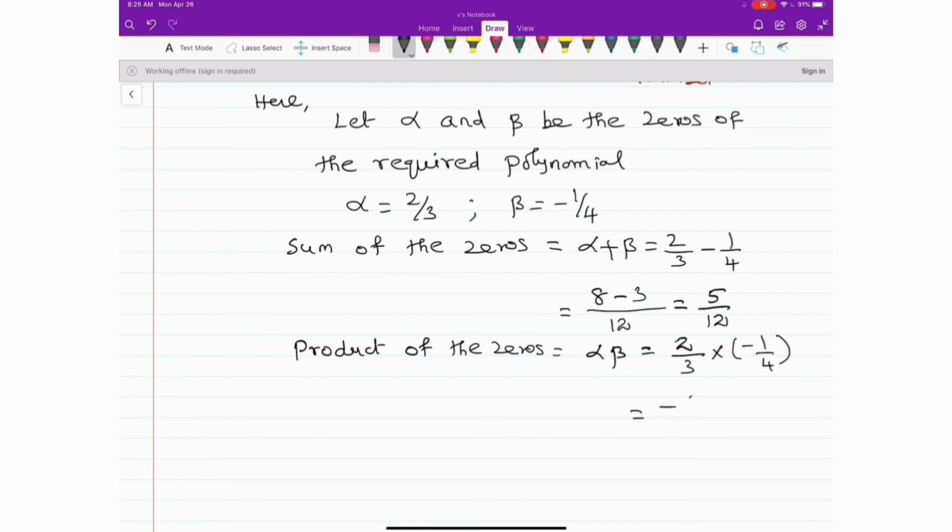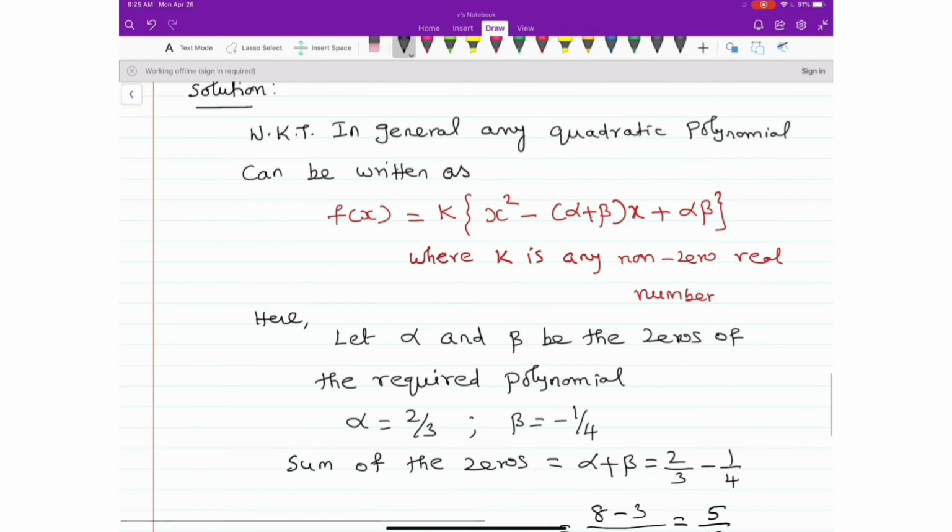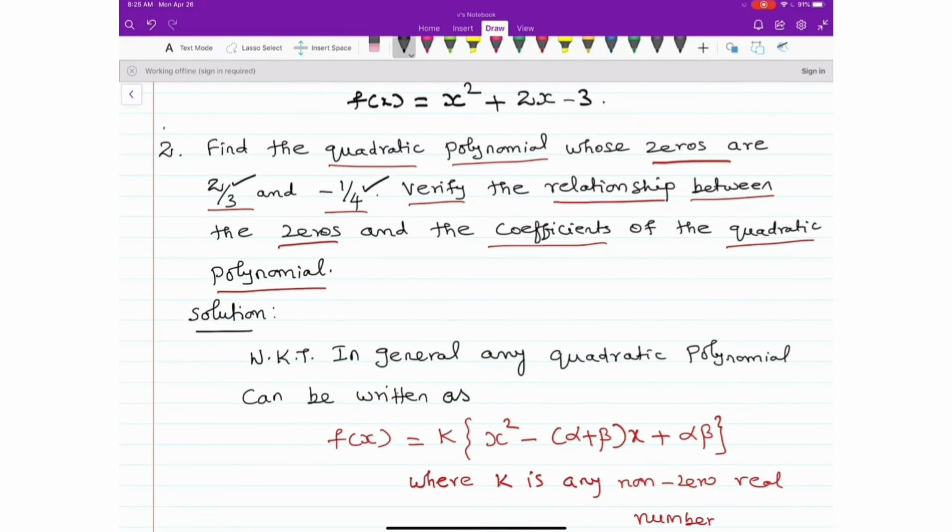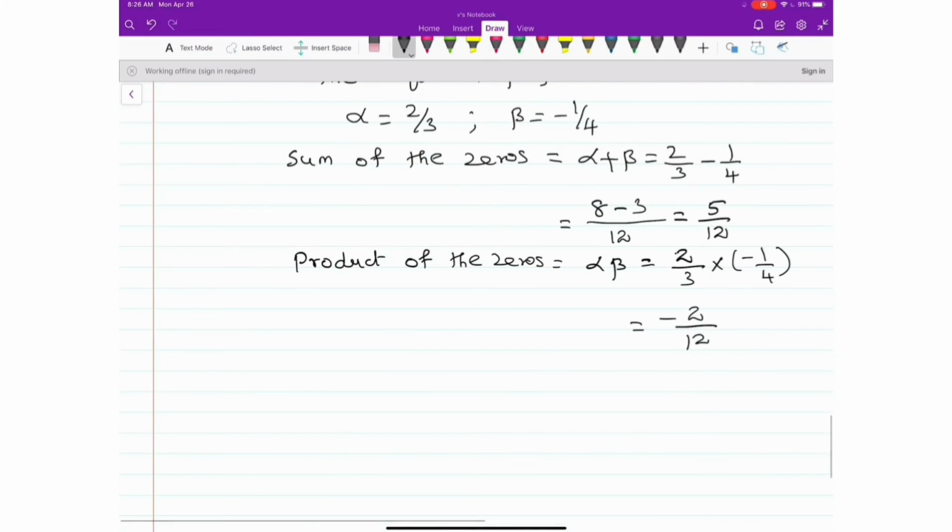This is nothing but minus 2 by 12. We will leave it as it is so that it will be easy for us to verify the results, because the second part we have to verify the relationship between the zeros and the coefficients of the quadratic polynomial. So let us keep it as minus 2 by 12. Okay.